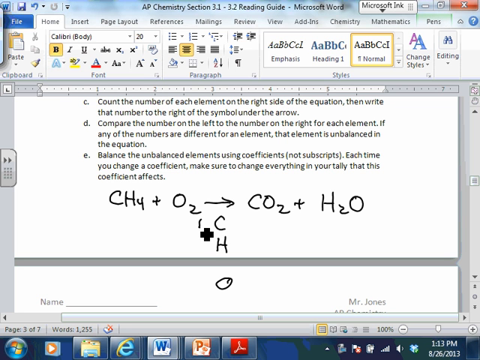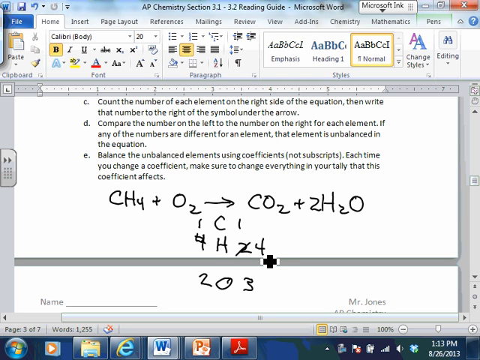We've got 1 carbon on the left, 1 carbon on the right. Whoops, I was looking at oxygen. 4 hydrogens on the left. And how many on the right? 2. And then we've got 2 oxygens on the left and 3 oxygens on the right. Okay? So first thing I'd want to do is balance the hydrogens. The carbons are already fine, right? So then I just put a 2 in front of the H2O. That's going to give me 4.